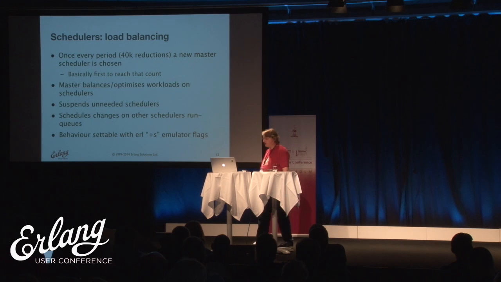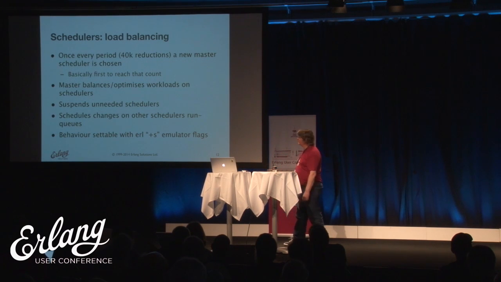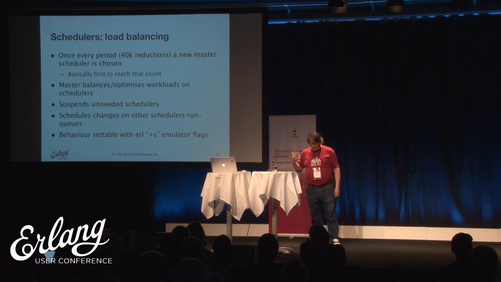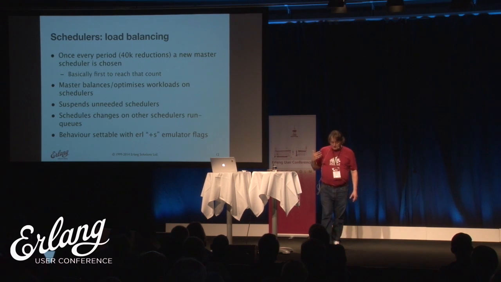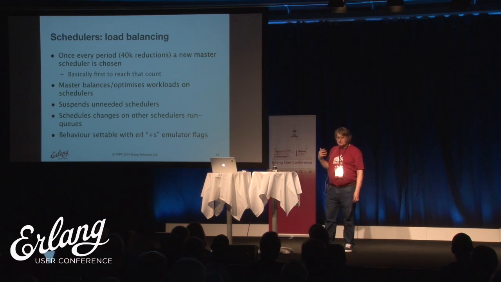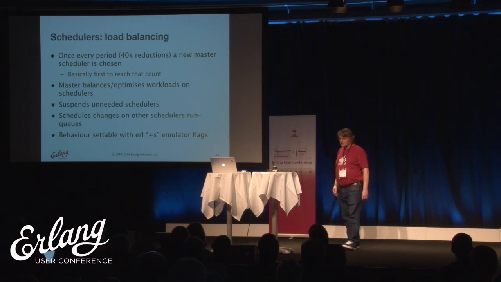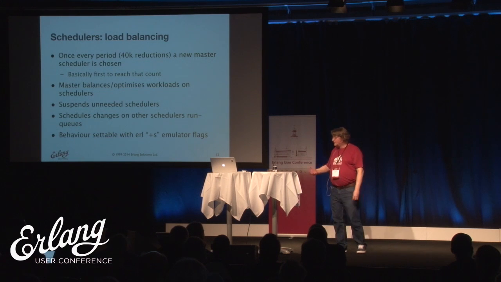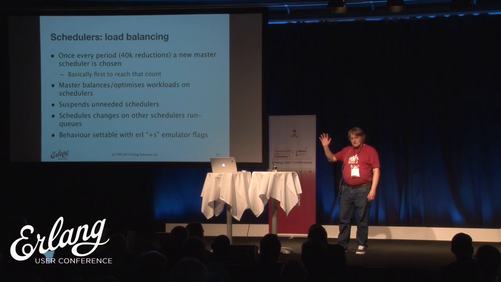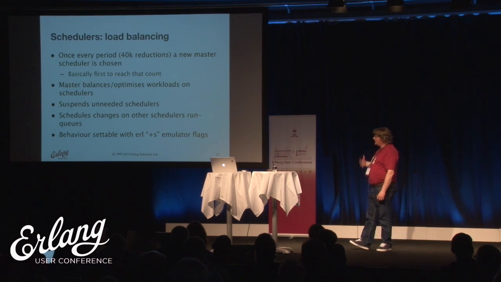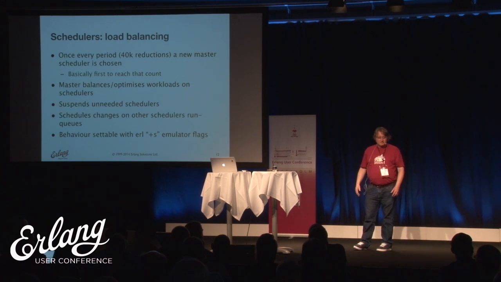But there is another level of load balancing as well, and Eric went into a bit about this. That's the fact that once every period, I have got 40K reductions. He was saying 4 million reductions. I don't know exactly where the figure is. Someone might know better. But the principle is that all the schedulers are running, and when one has reached this many reductions, it says, oh, I'm the manager. I'm now the scheduler manager, or master scheduler. And it's basically the first one to reach that count.